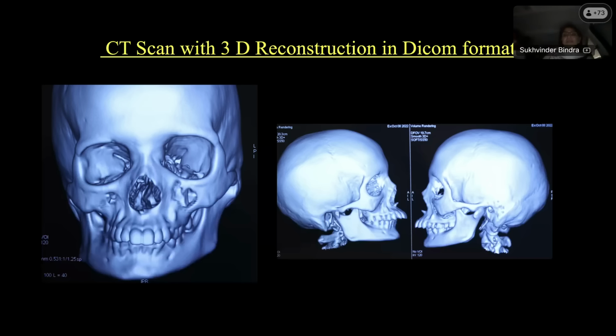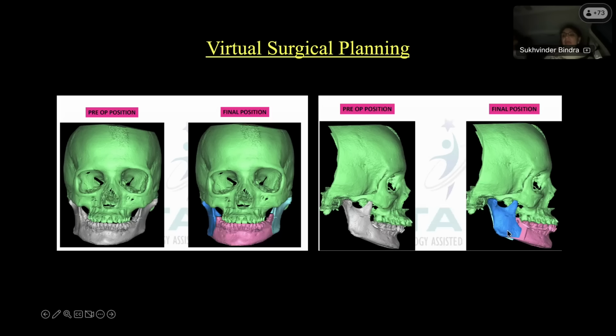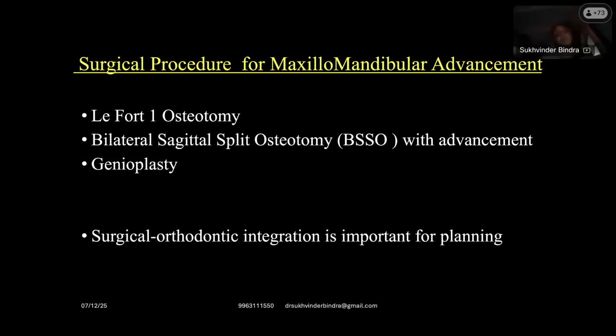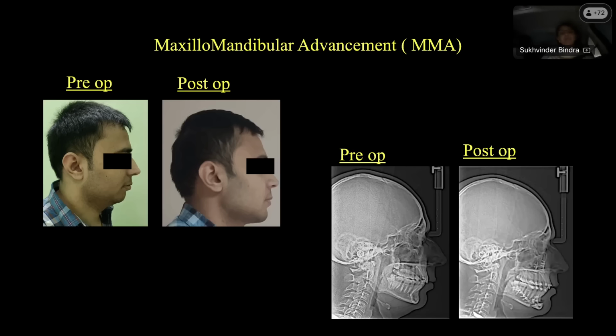So we take the CT scans, we send it for the virtual surgical planning. In virtual surgical planning, we advance the maxilla and mandible. We can take them forward, see the aesthetics of the patient and how we can rotate the maxilla. So the procedures are Le Fort 1 osteotomy with advancement, BSSO with advancement, and genioplasty. So these are the few patients who have been benefited by maxillomandibular advancement procedures.